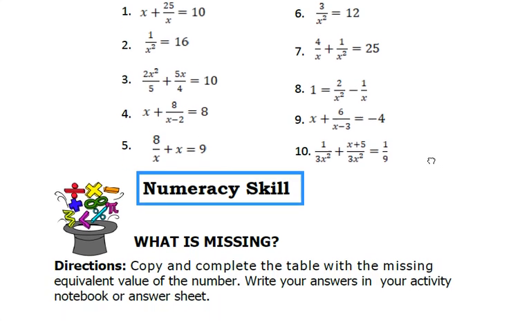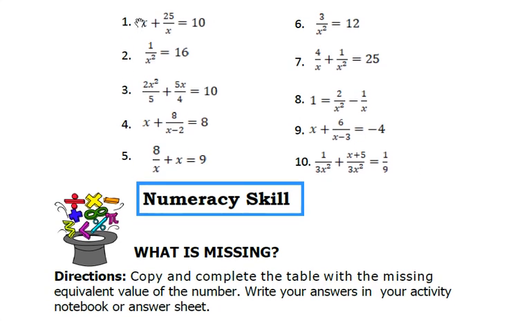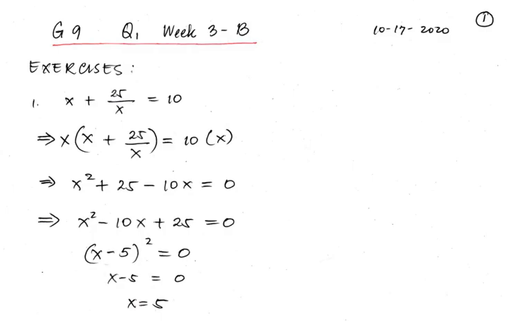Number 1, we have x plus 25 over x equals 10. Solution: we have here the first term is x. The second term is a fraction, 25 over x. So we need to get rid of the fraction, or the denominator x. So we have to multiply both sides of the equation by x.